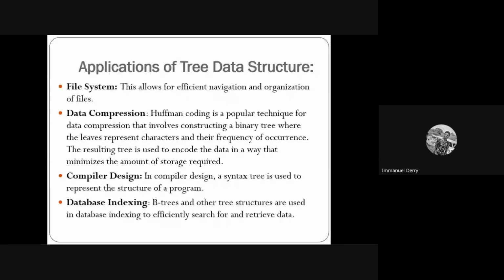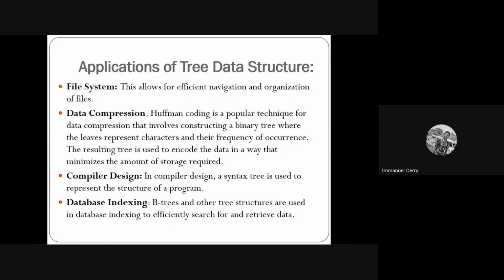And this involves constructing a binary tree where the leaves represent characters and their frequency of occurrence. We saw the Huffman encoding in the algorithm class. And after that, when the binary codes are written, the resulting tree is now used to encode the data in a way that minimizes the amount of storage required.